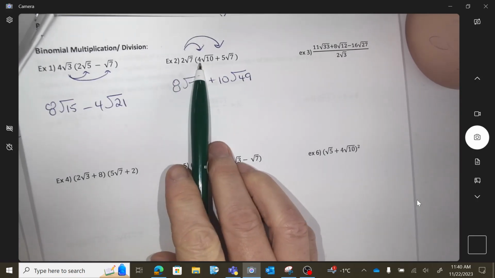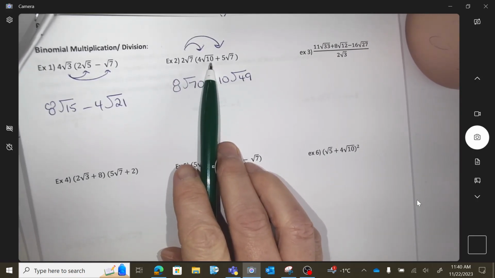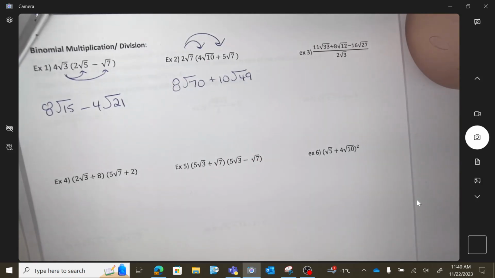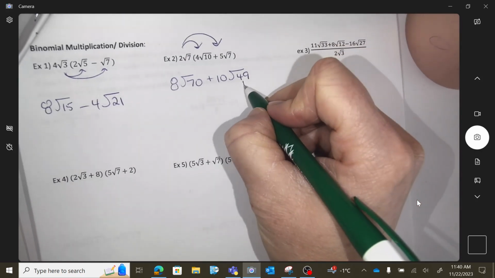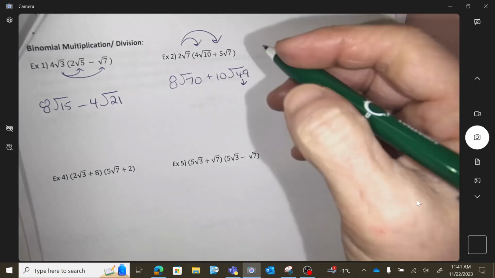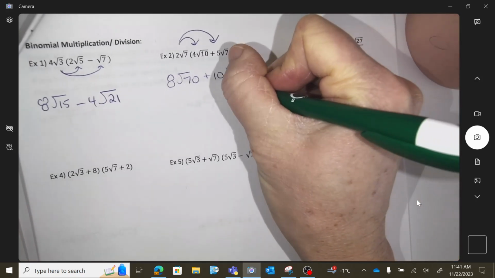Okay, so I got an 8 root 70 on that. And then here I got a 10 root 49. Okay, did you stop there? Or did anybody keep going? Because there's something to work out yet. Can you spot what I could do? Is there anything that I can do to this? I can square root 49. So that would be a 7.